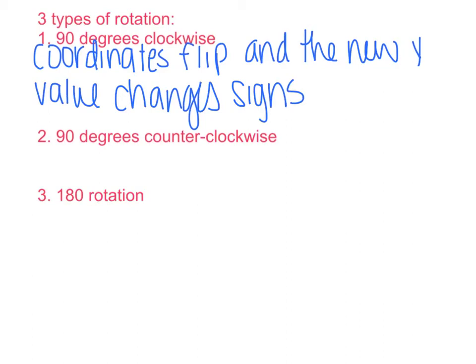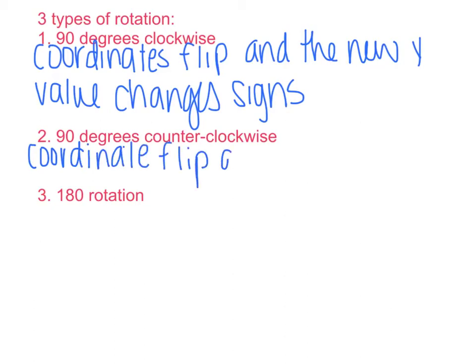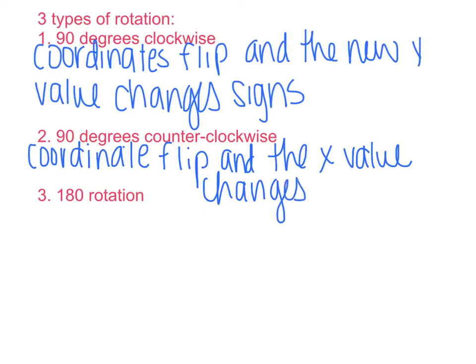When we do a 90 degrees counterclockwise, the coordinates flip. And the x value changes signs. So x becomes y, y becomes x, and whatever becomes x now switches from positive to negative or negative to positive.